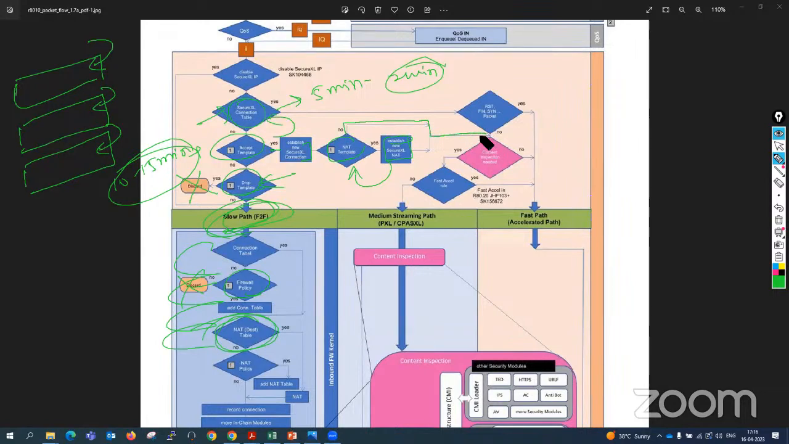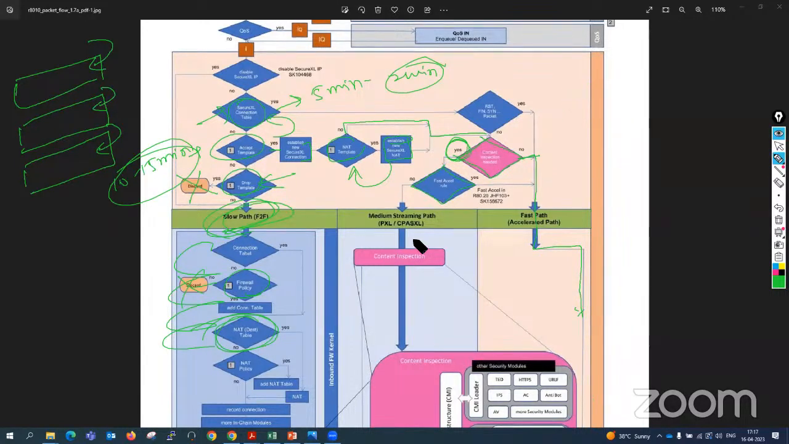Now it will be asked on this particular traffic, whether there should be any content inspection or not. If the answer is no, the traffic will be bypassed to the firewall fast path and it will land there. Now, if it says yes, we need the content inspection on this particular traffic, then the Fast Accel rule will be checked. Now, what is the Fast Accel rule? Fast Accel rule is basically the rules we create for the content.